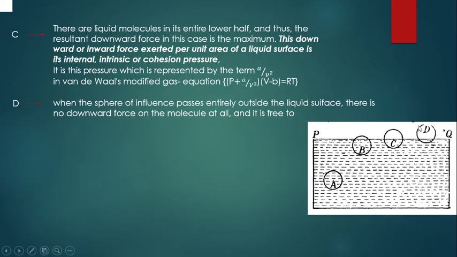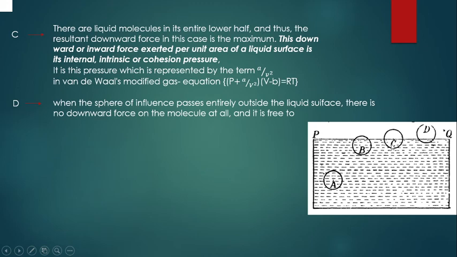And coming to the C molecule. See, there are liquid molecules in the entire lower half, and thus the resultant force in this case is maximum. The upper half contains gas molecules, but the entire lower half contains liquid molecules and is totally attracted downwards. The downward force is maximum in this case, and this downward force exerted per unit area of a liquid surface is its internal, intrinsic or cohesion pressure.